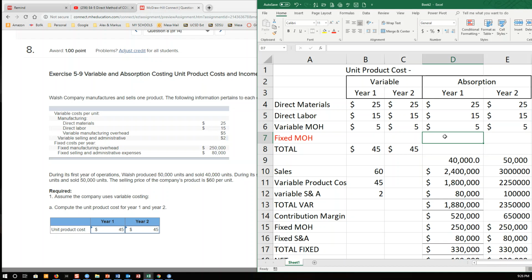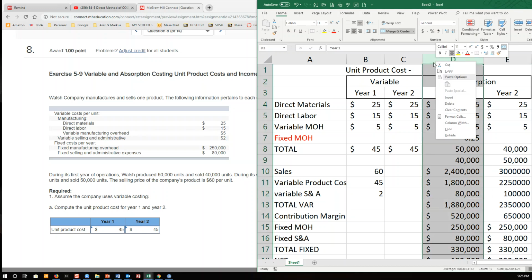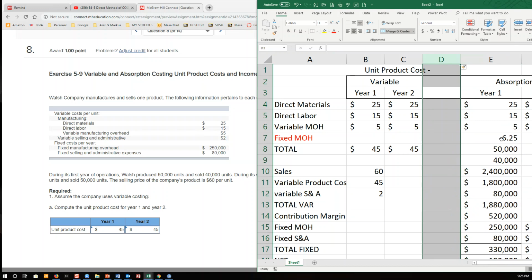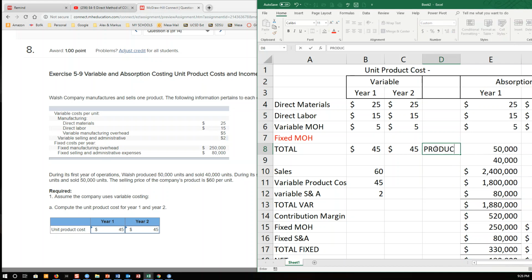What we need to remember is that the fixed manufacturing overhead is always 250,000. It's fixed, right? But now we're going to look at how many we produced. There's the 50,000 we produced the first year. The second year, we produced 40,000. These are numbers and not dollars, so I'm going to change those with no decimals. I'll even add a little label here so we keep ourselves straight: here is the number produced and this is the number sold. Hopefully that will help you see what we've got going here.